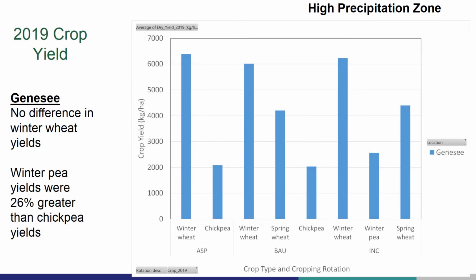At Genesee, the winter wheat was all about the same within all three of these crop rotations. The chickpeas in the aspirational and the chickpeas in the business as usual were less than the yield of the winter pea. So winter peas were about 26% greater yield than the chickpeas.